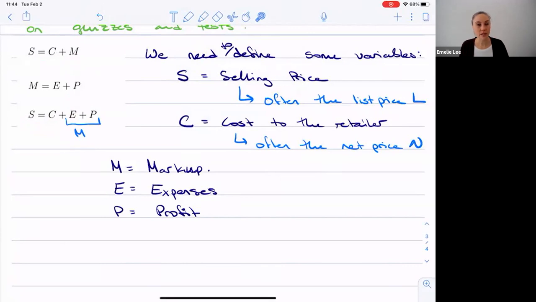Now, the tricky part is, okay, so these are all related. They're essentially the same thing, right? So if you plug this into here, you get C plus E plus P, which is exactly what you have here, right? So I would say if you wanted to ignore these two formulas, that's fine. The only one you really need is this one, and then you have to remember that the expenses and the profit, that's your markup. But they're all here for you.